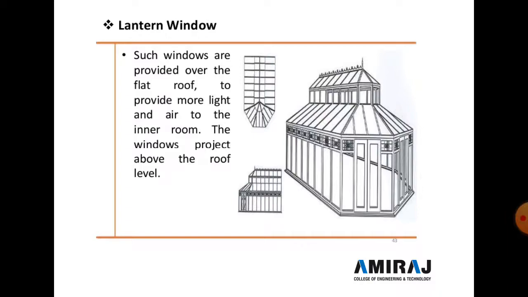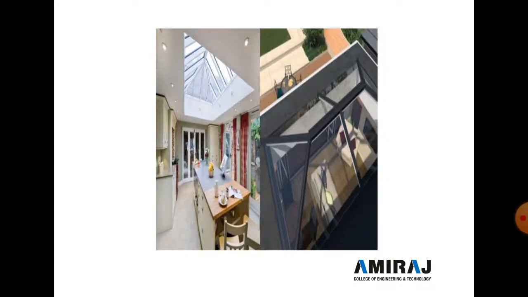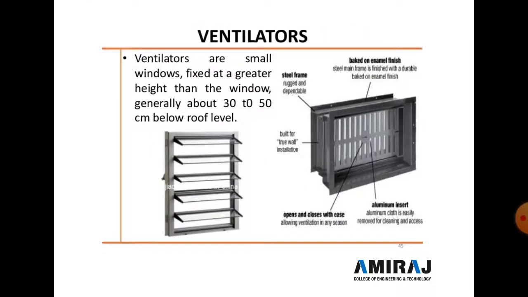The window projects above the roof level, and this type of lantern window is provided in the largest room, generally in a drawing hall area. See this figure: in this figure you can see the inside of this room, where the lantern window is fixed on the top of the room.